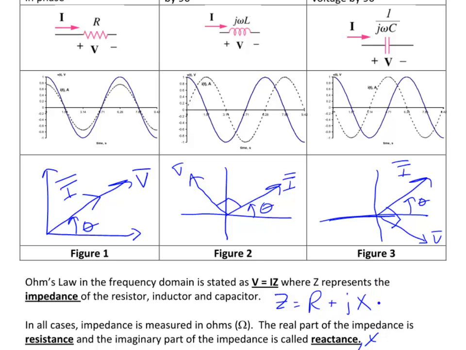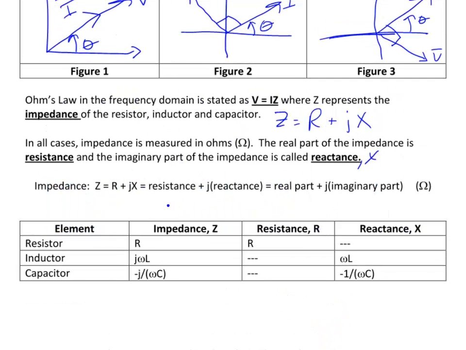And inductors and capacitors are identified with the reactance, which is why you see we now have J's, J omega L and 1 over J omega C. So to summarize what we discussed in this table, the impedance is R plus JX, where R is resistance, X is reactance. The real part is the resistance. J times the imaginary part is the reactance.